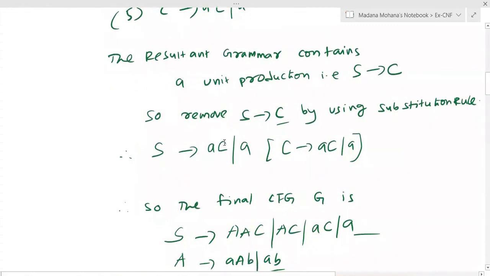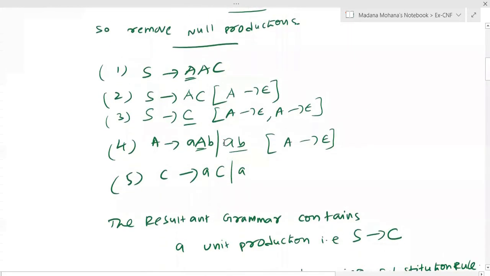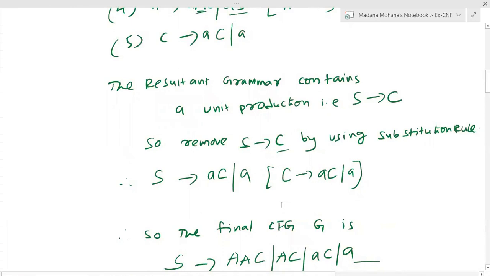Now from the resultant grammar you can verify the next one, unit productions. Unit productions we can identify easily by seeing a single variable in the right hand side. Here you can see the S productions, S derives C. Here a single variable is there. Other than this one, the remaining do not contain a single variable in the right hand side. Therefore S derives C is the unit production. Now you can remove S derives C.